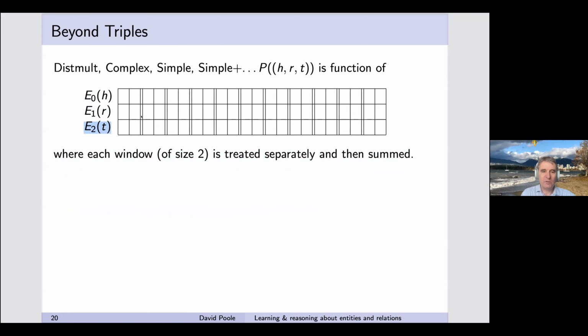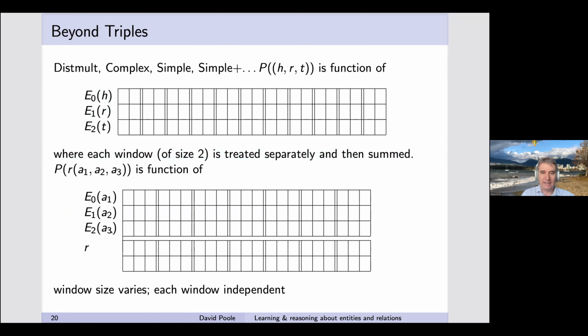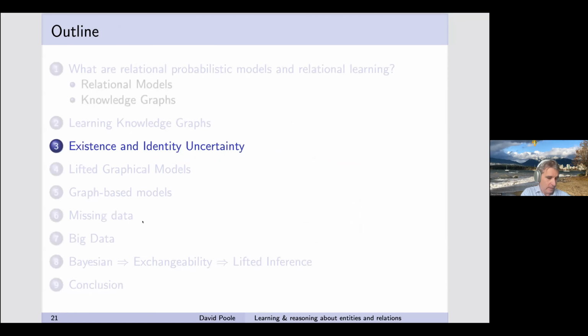A nice way of viewing it this way is that we can extend it to multiple arguments. We could extend it to 3 arguments or 4 arguments, as now we could have different window sizes. There's lots of work on this, but one way of thinking about it, things like matrix multiplication, gives us ways to extend it to 3 relations. And each of these windows independently adds things up. So that's a hint about how some of these work beyond triples.